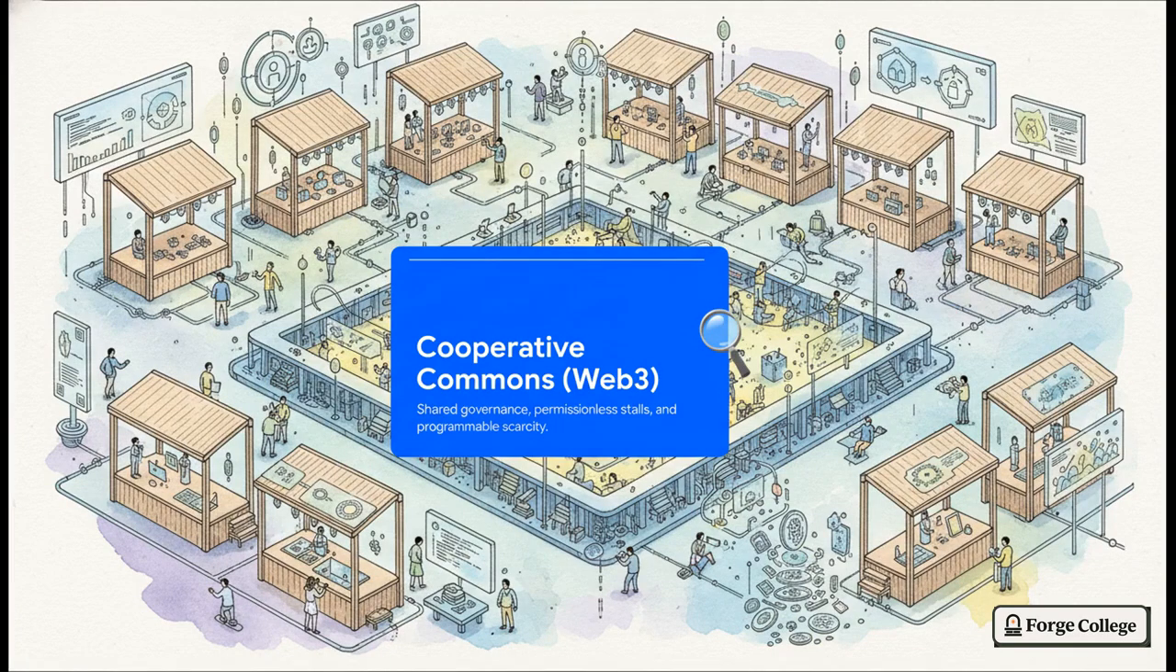Finally, we reach the cooperative commons, or Web 3. Now, this district introduces shared governance over open public spaces. Instead of gated malls, you have these permissionless stalls that absolutely anyone can build upon and connect together. It acts as an open square where native economic primitives and programmable scarcity drive the economic engines, rather than those purely ad-driven models we just saw.